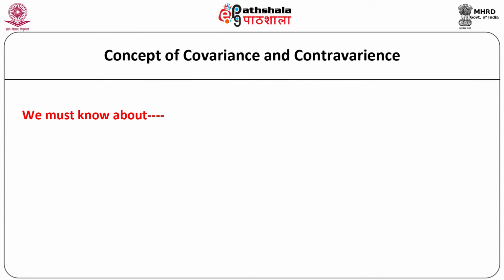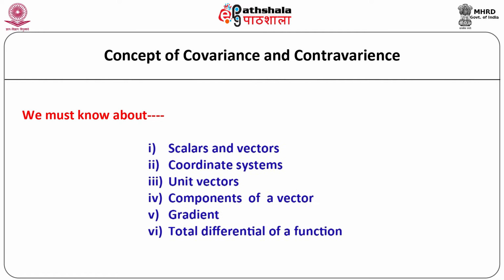What do we need to know for understanding this topic? We should know terms like coordinate system, components of a vector, unit vectors, gradient, etc. We should also know how a vector can be represented in different coordinate systems using its components and unit vectors. This much background covered in the earlier modules is adequate to discuss the topic of contravariant and covariant vectors.